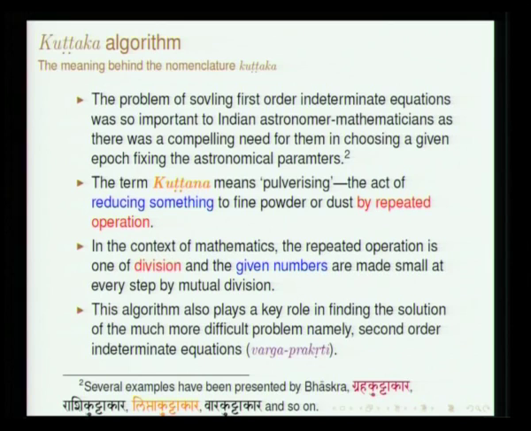This Kutakara occurs in various contexts. Therefore, Bhaskara classifies this as Graha Kutakara, Rashi Kutakara, Lipta Kutakara, Vara Kutakara, and so on and so forth. If it is arising in the context of dealing with the revolution number of planets, you call it Graha Kutakara. This can arise on various occasions.